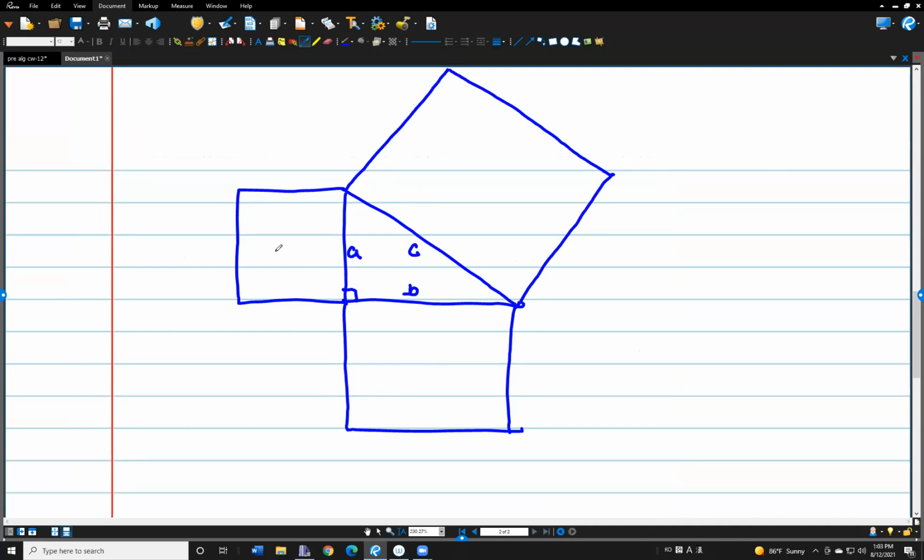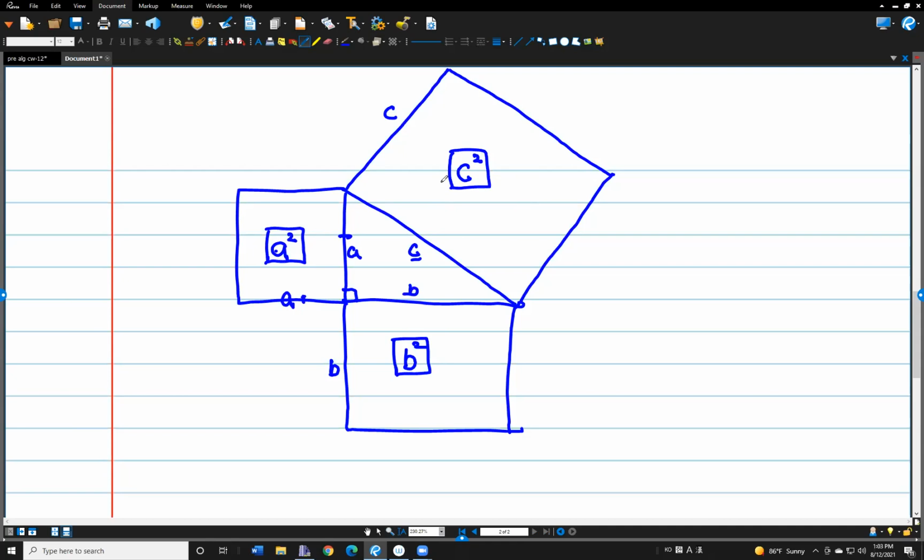What is the area of this square? A times A, because the square is what? Both the lengths are equal, right? So A times A is A squared, the area of this square. The second one, this is B, this is also B. What's the area of this square? B squared, right? B times B. What is the area of this other square, which has the hypotenuse C? This is C, that is C squared, right?